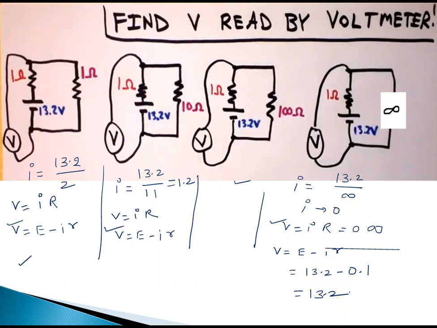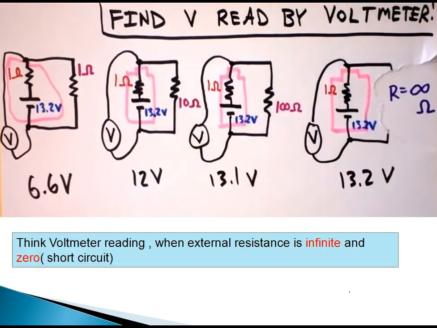Now I am showing all these answers here. Now I will explain. Voltmeter reading, of course, when external resistance is infinite. Infinite means there is air between these two ends of the wire. The wire is disconnected at this point, here and here. So air is there, resistance is infinite, and you are getting the voltage reading as 13.2.